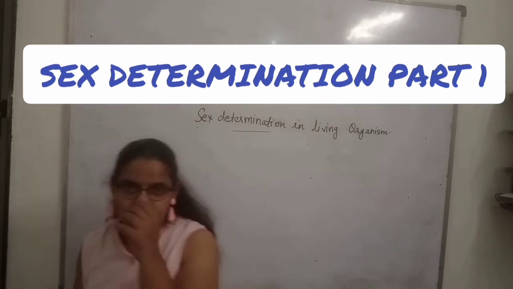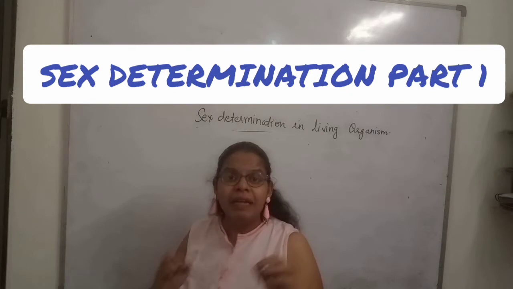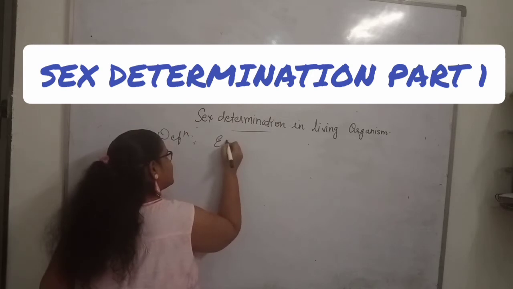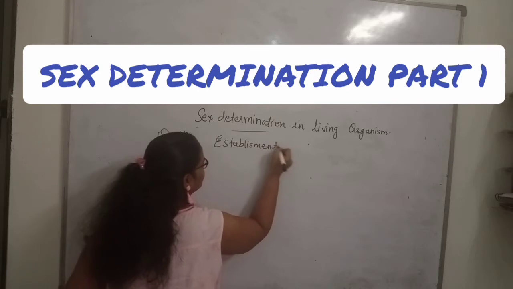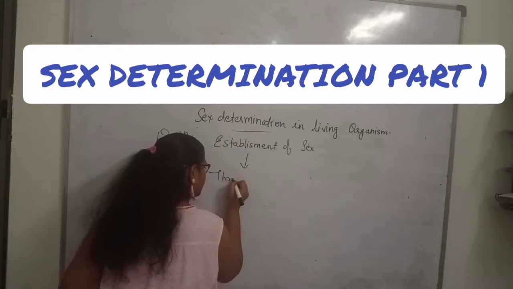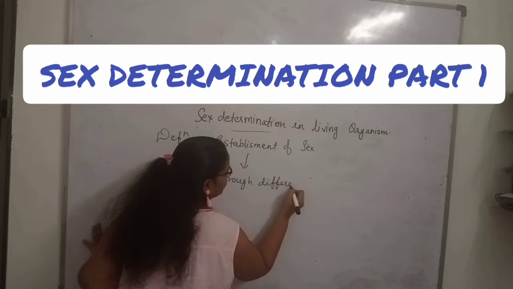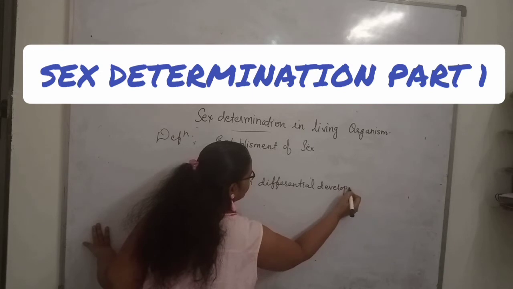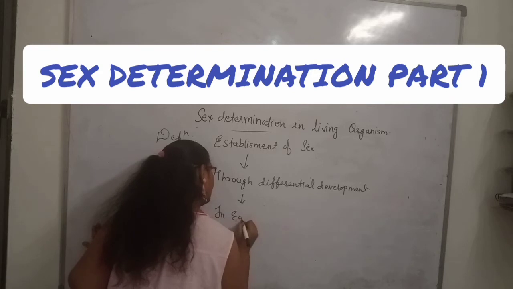So let's go to the definition of sex determination in detail. I will write it down for you. Please note down with me. Definition is: establishment of sex through differential development in early stage of life.